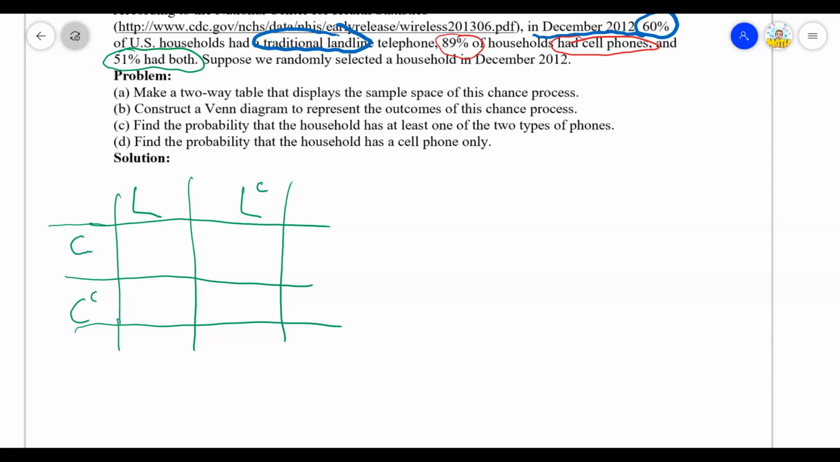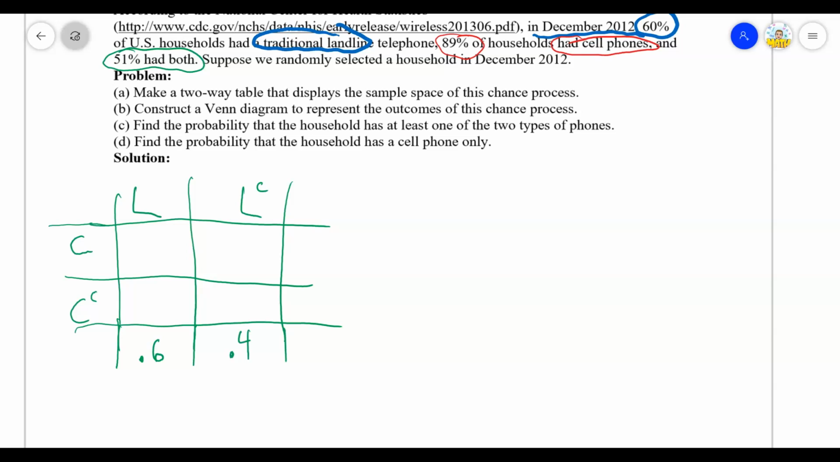Now, they told me 60% have a landline. Where does that 0.6 live? It's down here. This is everybody that has a landline. I'm not paying attention to whether they have cell phones or not. Okay, 60% landline, which means right away, look, 40% don't have it.